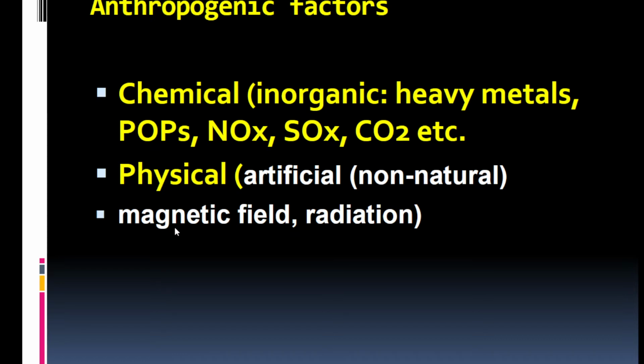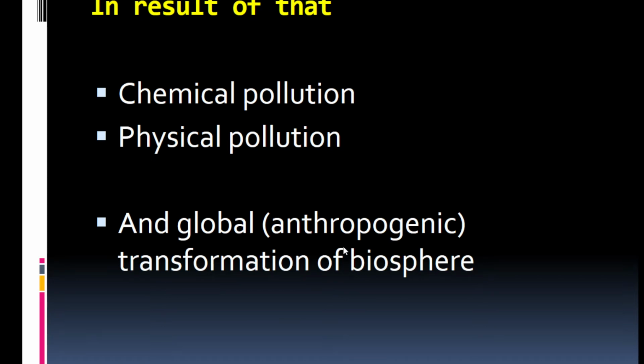artificial or non-natural magnetic fields or radiations, more intensive than natural radiation, and illumination, more intensive factors of anthropogenic origin. As a result of anthropogenic modification of the external environment, we have two types of pollution: chemical pollution by different chemical elements and substances, and physical pollution. And that's why we can now speak about global anthropogenic transformation of the biosphere.